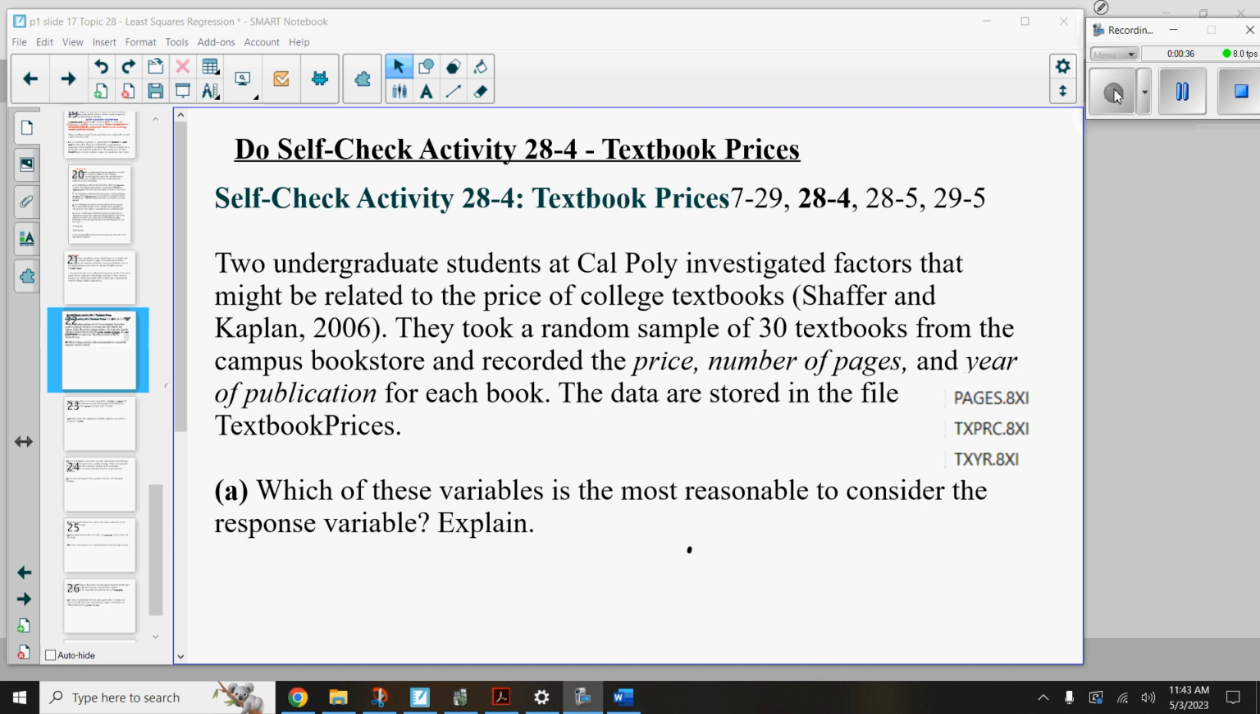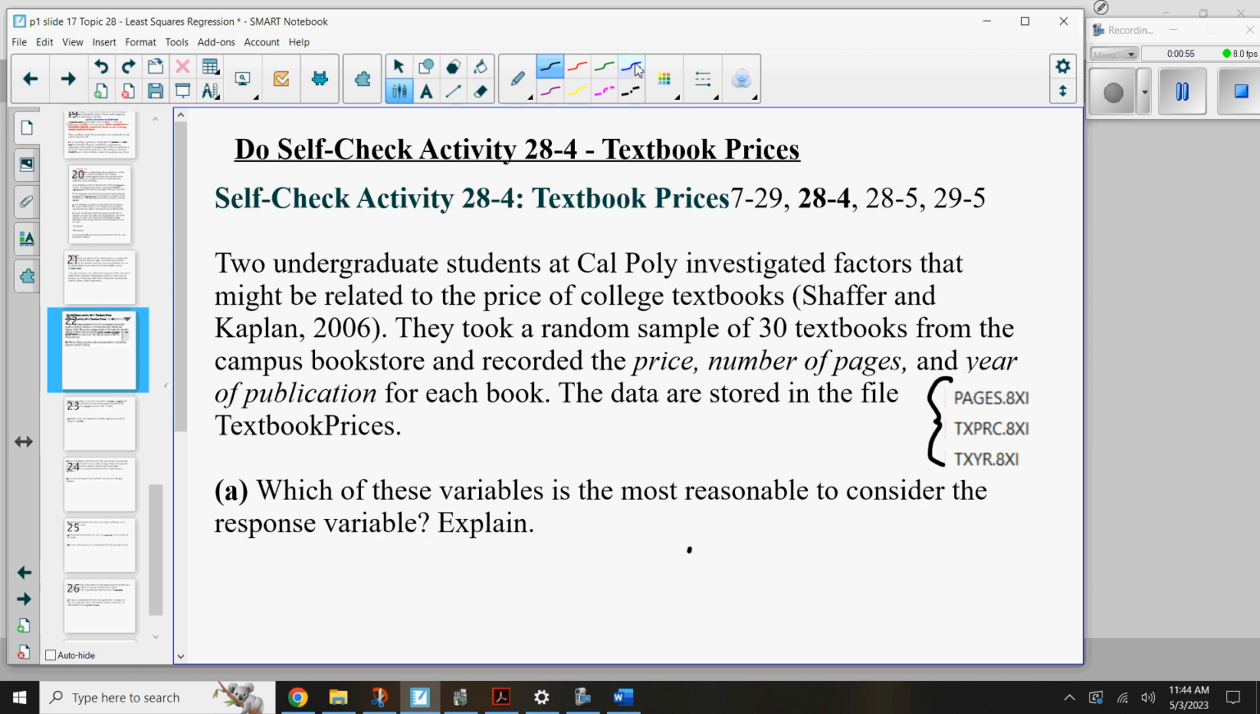The data are stored in the file textbook prices. Actually, that's a folder, and these are the three files that we have for that: pages, TXPR, so that's the textbook price, and TXYR, that's the textbook year.